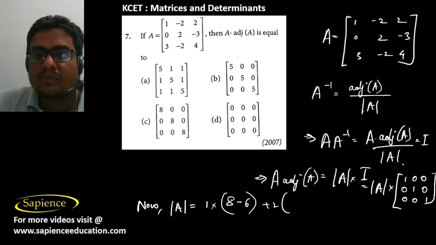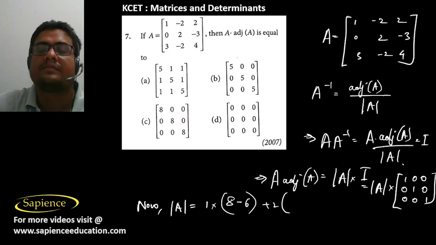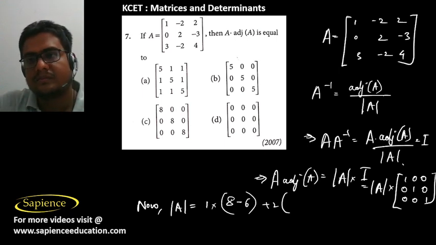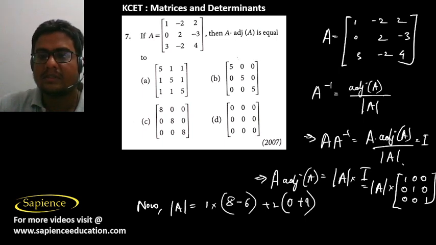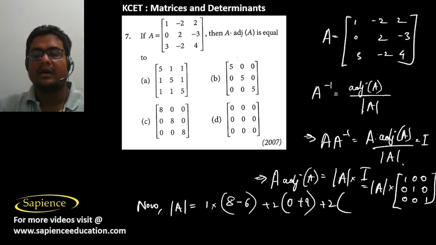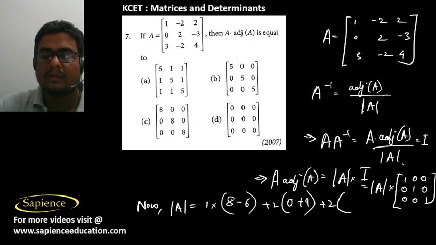So we have to remove the first row and this second column, then it will be 0 into 4, that is 0, minus of minus 9, that is plus 9, and plus 2 into, we have to remove the first row and third column, and then we have to take the determinant of the remaining part.